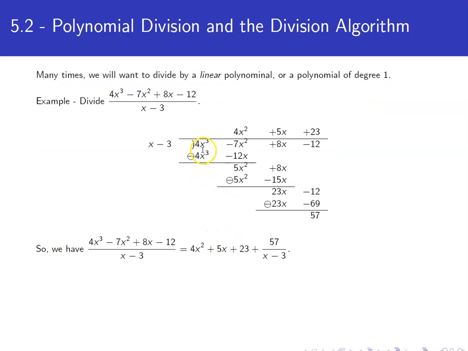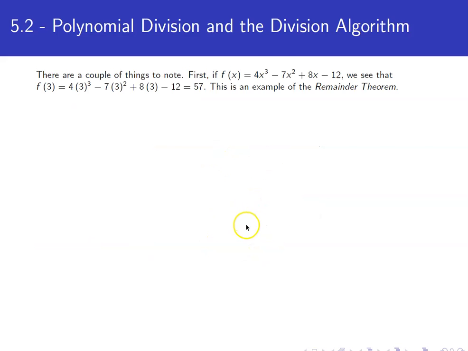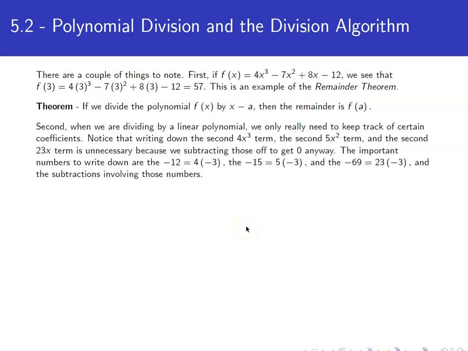Let's go back to that example. I don't really need to write this 4x cubed down. I don't need to write the 5x squared down. I don't need to write the 23x down because they're just subtracting out and becoming 0. I know what's going to happen with those. Writing them down is a waste of time. The important numbers that we need to write down are the ones that we are subtracting and getting a non-zero answer from.